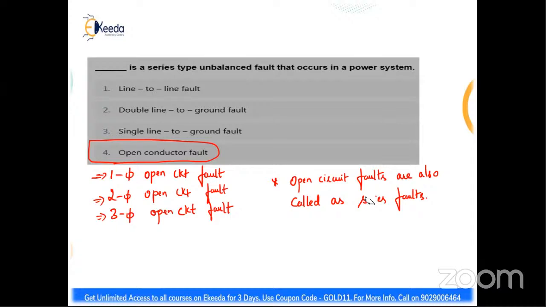Open circuit faults are also called series faults. These are unsymmetrical or unbalanced types of faults, except the three-phase open fault. Understood? Next question.